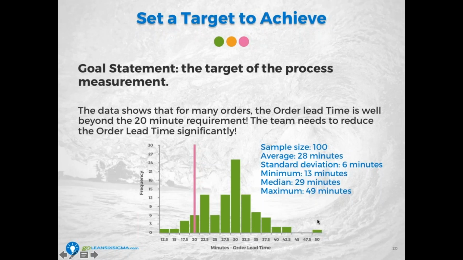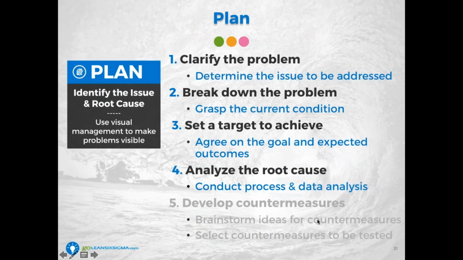And the last step in plan, one of the last steps, no, I'm sorry, it's not the last step in plan, it's the fourth step. Analyze root cause. So again, this is when you're really trying to figure out, why is it taking so long? Why is it beyond this 20 minutes? What is causing the lunch orders to take 28 minutes on average?